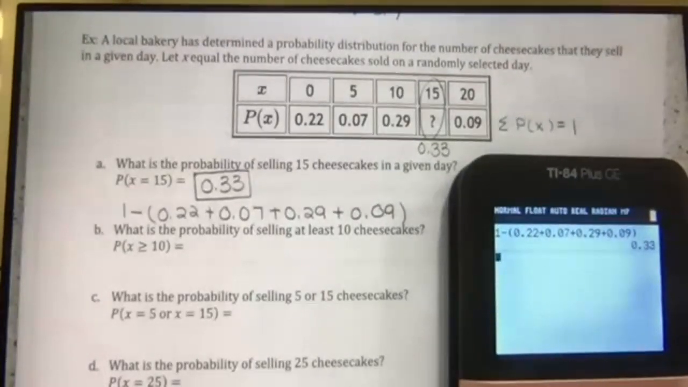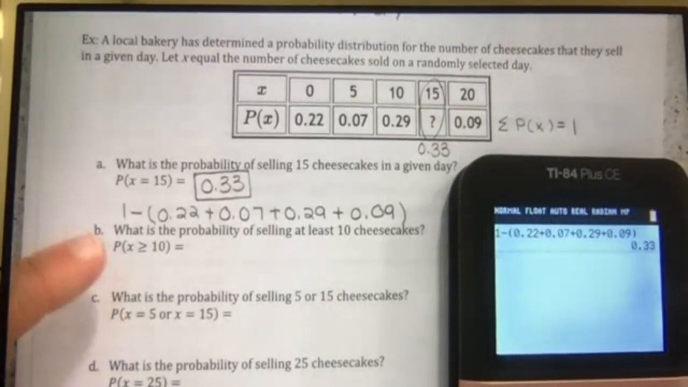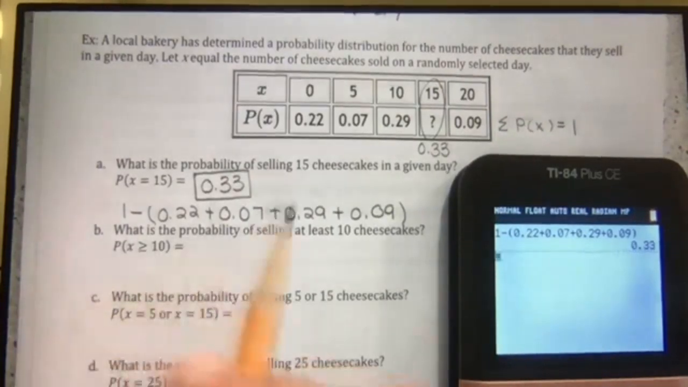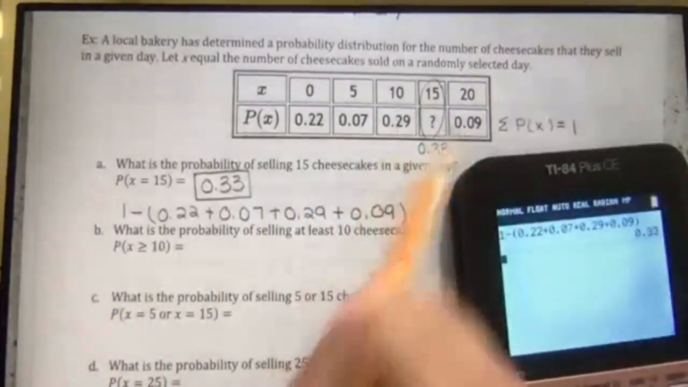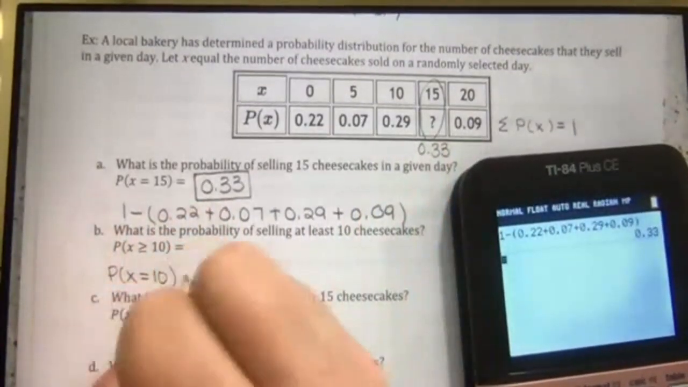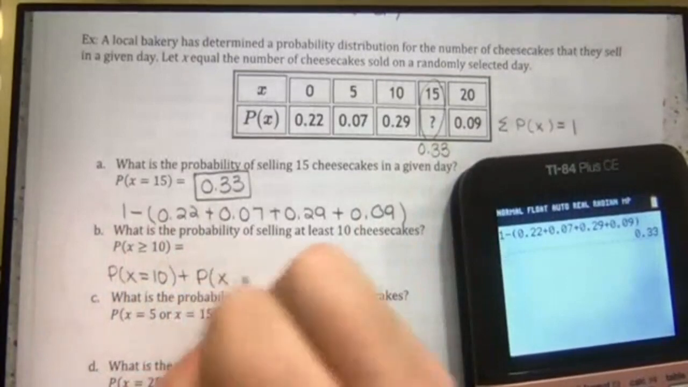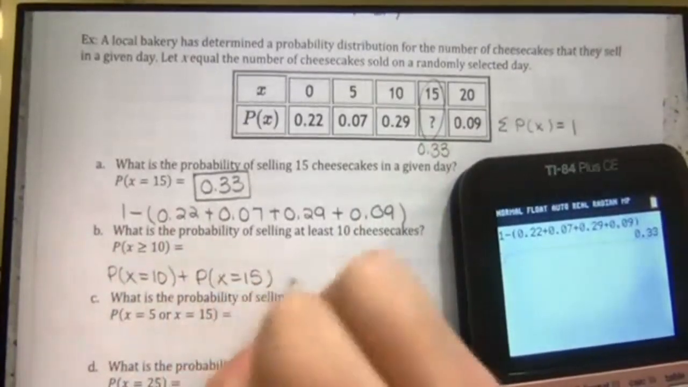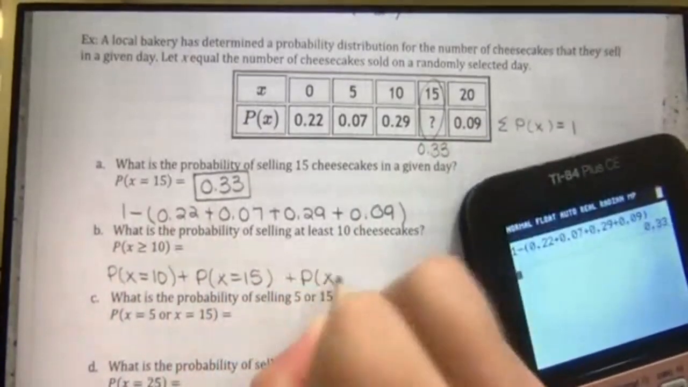Next says, what's the probability of selling at least 10 cheesecakes? And this is kind of nice because it gives you the symbol version. What's the probability of X being greater than or equal to 10? So that means it's equal to 10 and then everything bigger. So the probability that X is 10 plus the probability that X is 15 plus the probability that X is 20.